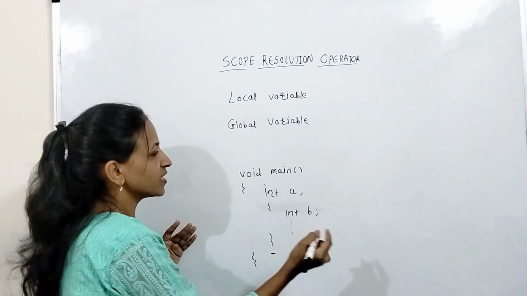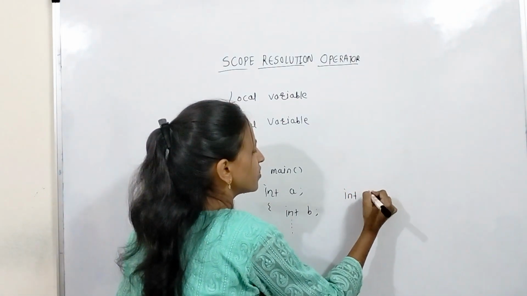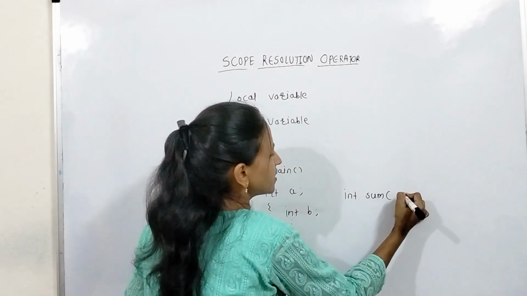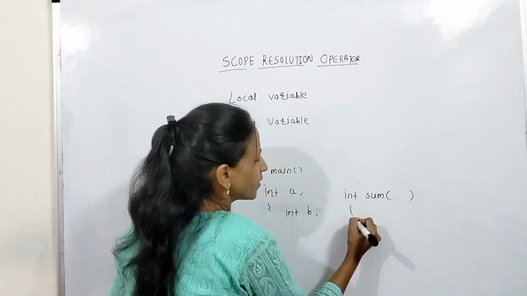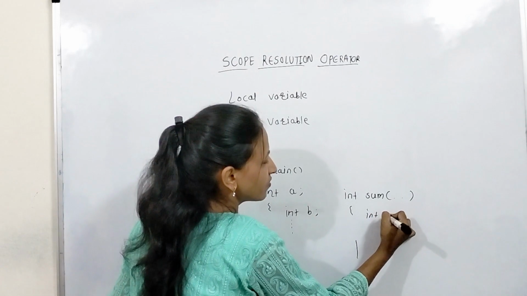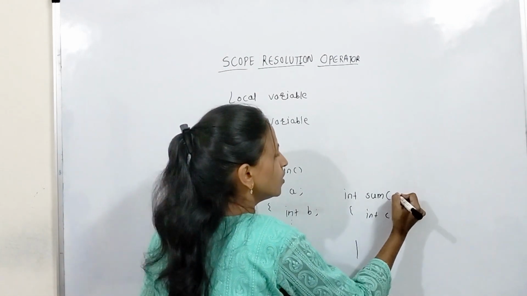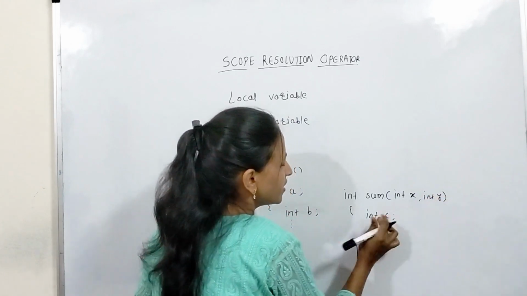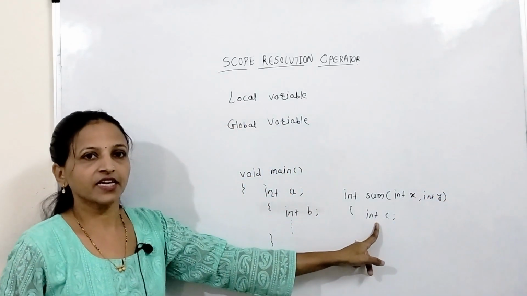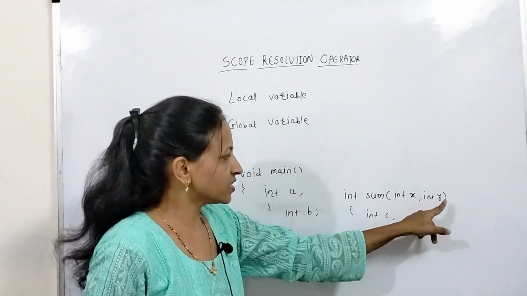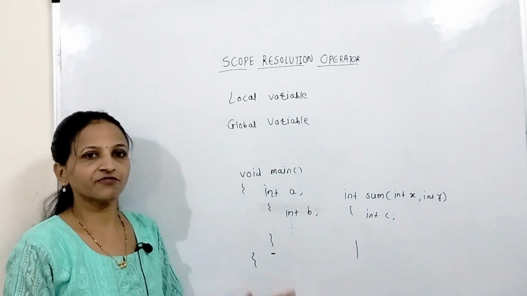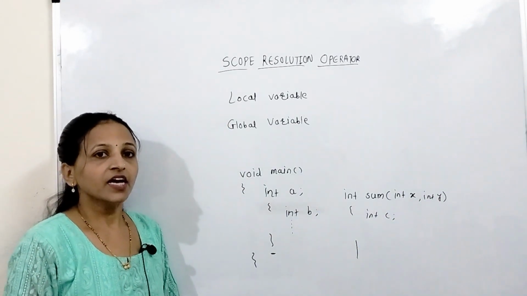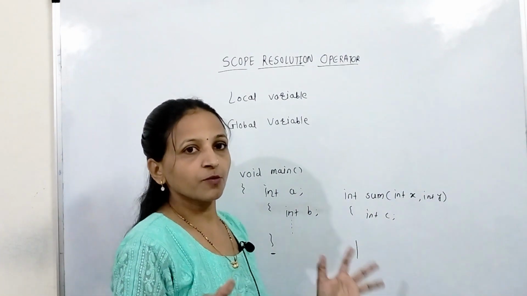Let's say you have written another function, a sum function, with some arguments. Let's say you are passing two integers x, y, and inside it you have declared a variable c. Then x, y, c are local to that function. Getting? This is the overall concept of a local variable.